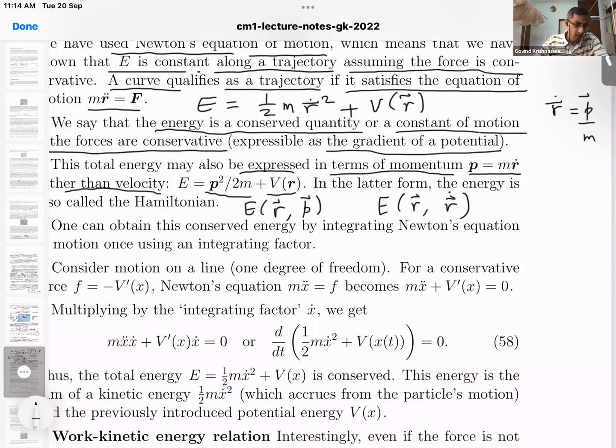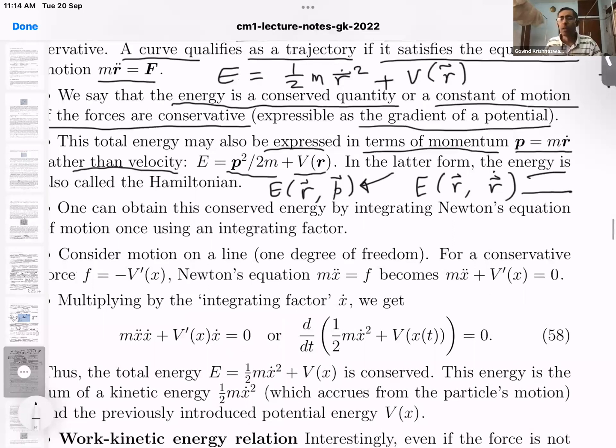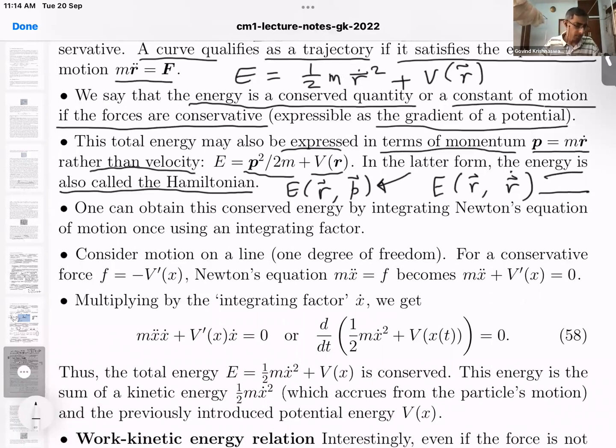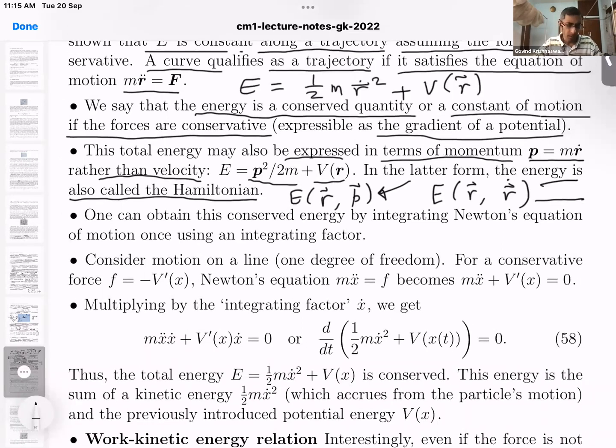There is a significance to this, which we will talk about later if possible. But in this latter form, where momentum is used in place of velocity, the energy is sometimes called the Hamiltonian function. This is just some name that I'm introducing now, but you might as well hear it. The energy, when expressed in terms of momentum rather than velocity, usually is called the Hamiltonian. It has a deeper significance, which we will come to later on.